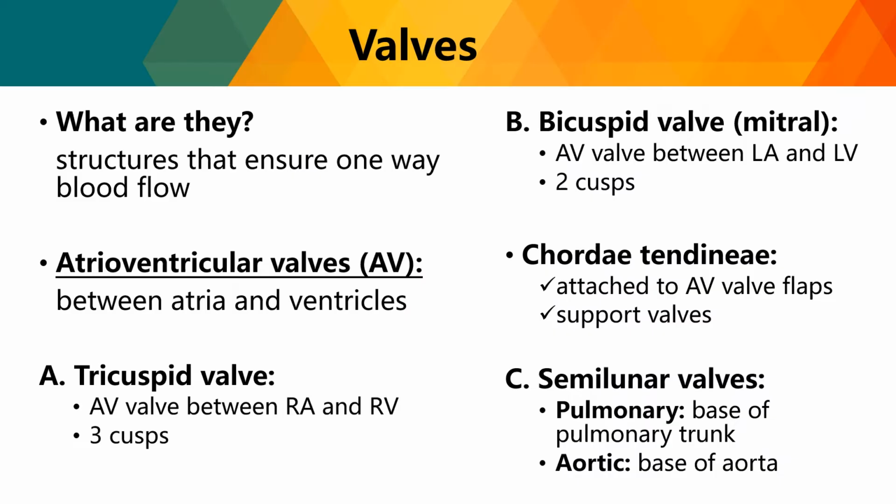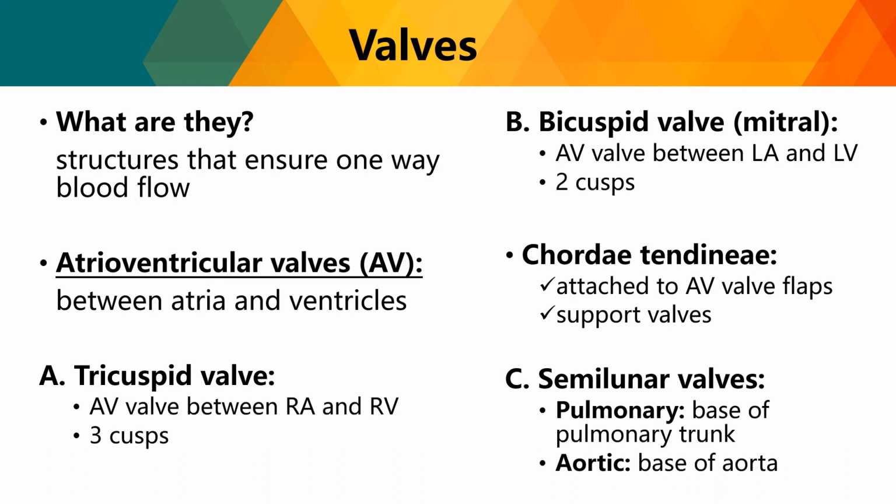Okay? So for the valves, what are they? They are structures that ensure one-way blood flow. First you have your atrioventricular valves between the atria and the ventricles. The first one is the tricuspid valve or the AV valve between the RA and RV, or the right atrium and right ventricle. And they have three cusps. And then you have the bicuspid valve, also known as your mitral valve. This is the AV valve between the left atrium and the left ventricle. They have two cusps, hence the name bicuspid.